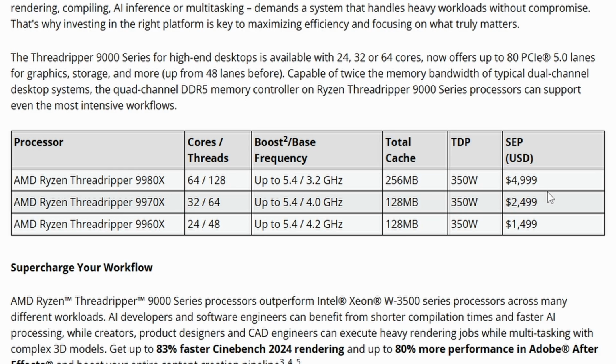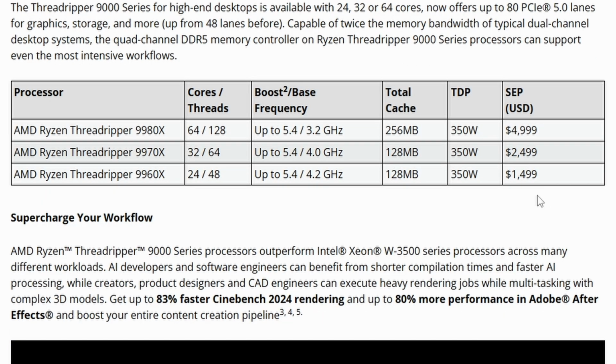As for the AMD Ryzen Threadripper 9970X, which is the 32-core, 64-thread version, coming at the same boost frequency but a 4.0 base frequency with a total cache of 128 megabytes and 350 watts, coming at $2,499. And lastly, the AMD Ryzen Threadripper 9960X, coming with 24 cores, 48 threads, and of course similar specs, the base clock goes a little bit higher, 4.2 gigahertz, with a total cache of 128, 350 watts remaining the same, coming at $1,500. So these particular prices look pretty good.